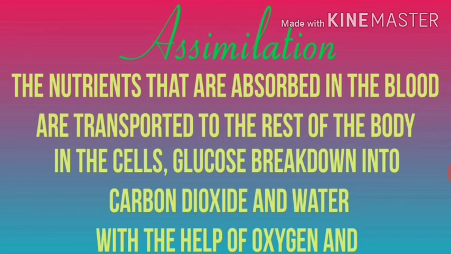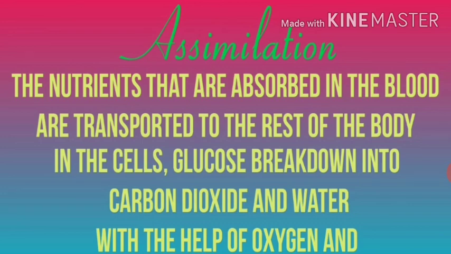So glucose is broken down in the cells with the help of oxygen. It means that glucose is combined with oxygen and broken down into carbon dioxide and water to release energy. Amino acids are used for repairing worn out cells and tissues. Fatty acids and glycerol act as energy reserve and are stored for further use.